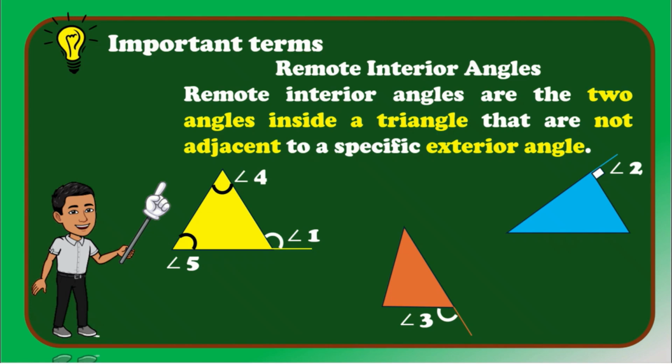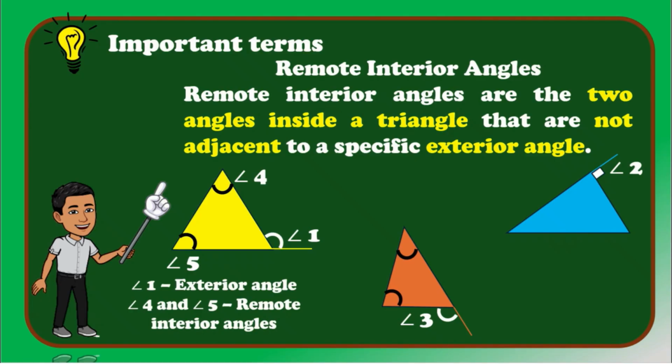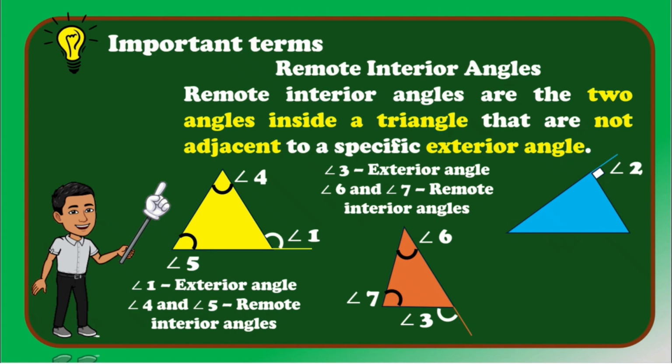Now, let's proceed to the orange triangle before we proceed to the last triangle, which is the blue triangle. Okay, let's have the orange triangle. Based on the illustration, the exterior angle that we have is angle 3. The two angles that are located inside and not adjacent to it are these angles. Let's label them as angle 6 and angle 7. So therefore, angle 3 is the exterior angle, and angles 6 and 7 are the remote interior angles.